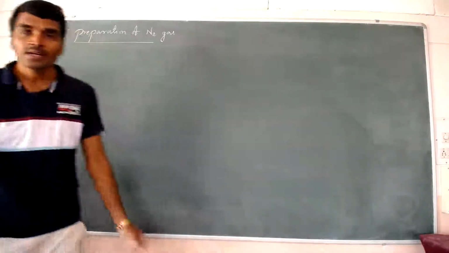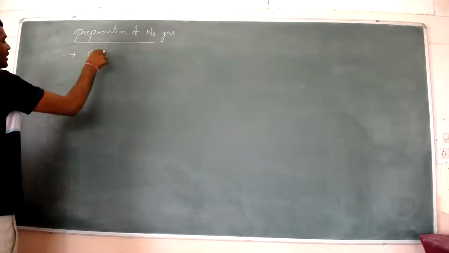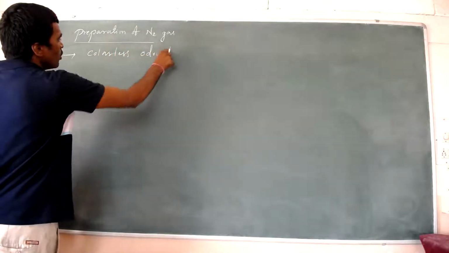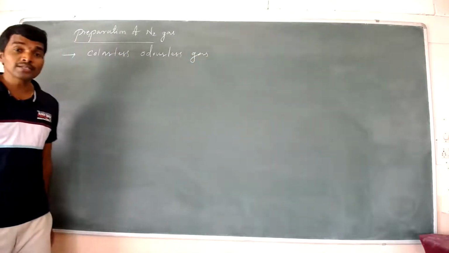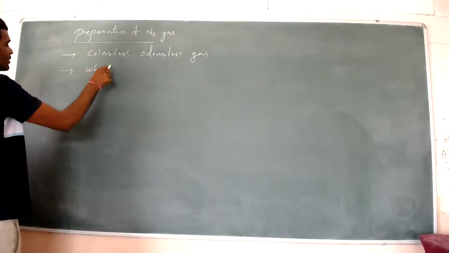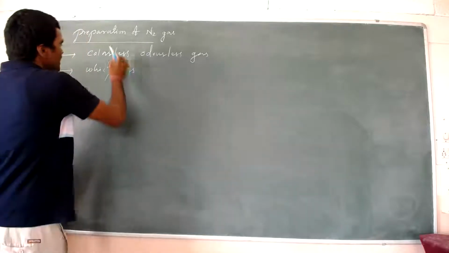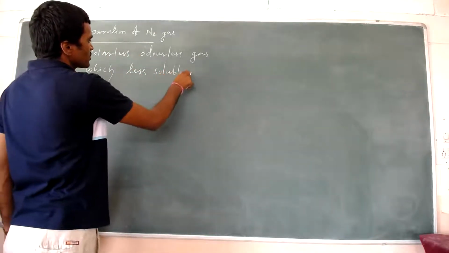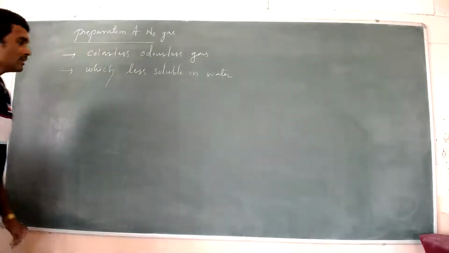Now we are going to discuss the properties of dinitrogen. It is a colorless, odorless gas, which is less soluble in water.